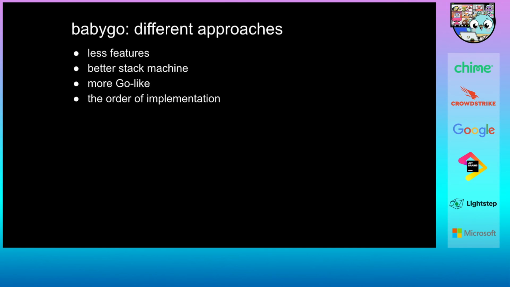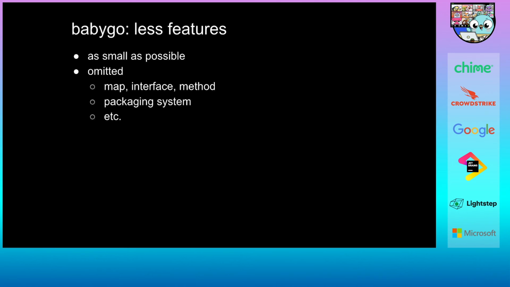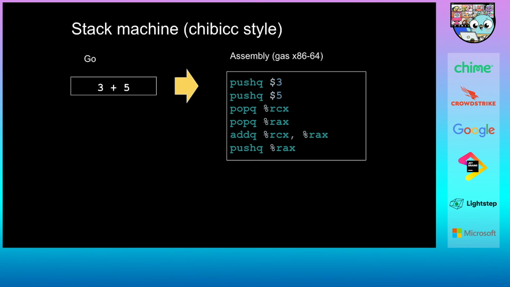In babygo, I took different approaches: less features, better stack machine, more Go-like, and I made an innovation in the order of implementation. Less features. I kept babygo as small as possible. I omitted some features such as map, interface, method, packaging system, and so on, because these are not needed for self-hosting.